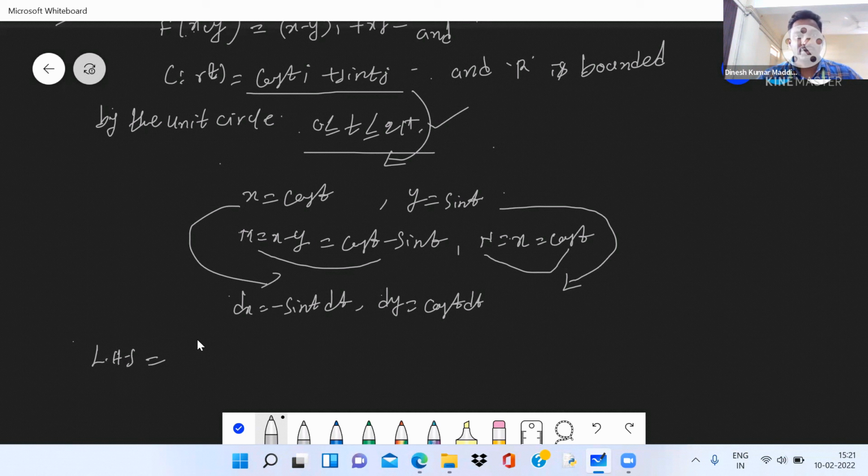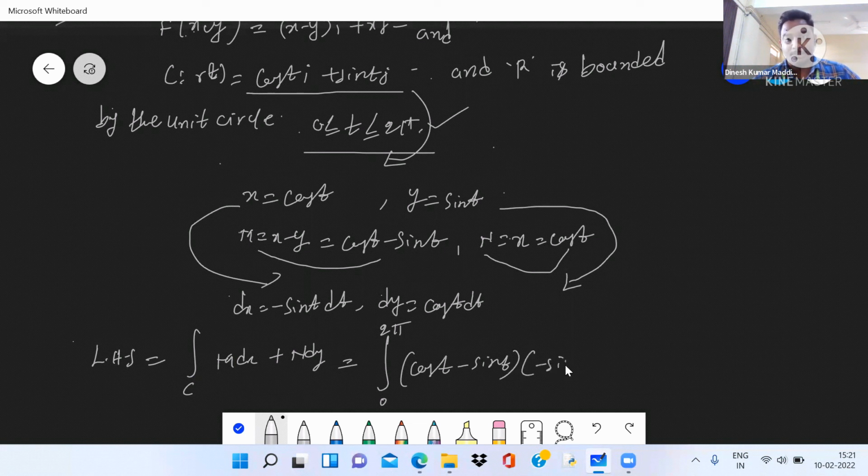that is equal to the integral over C of m dx plus n dy. The limits of t are 0 to 2 pi, as they have given. Here m is cos t minus sin t. What is dx? Minus sin t dt. Okay?